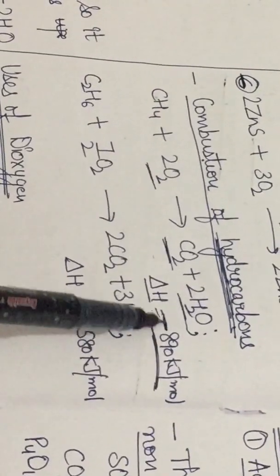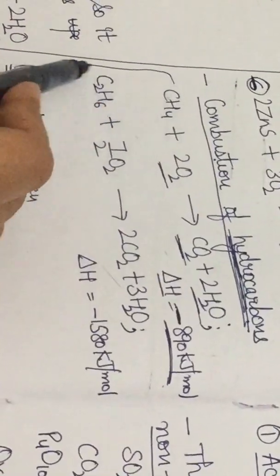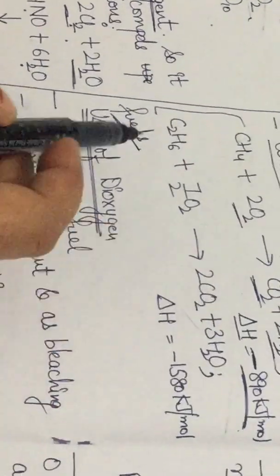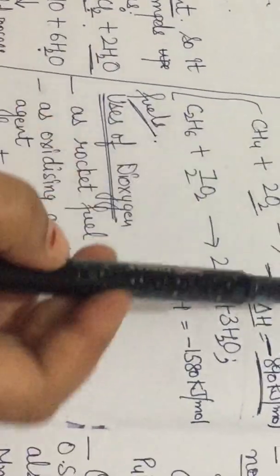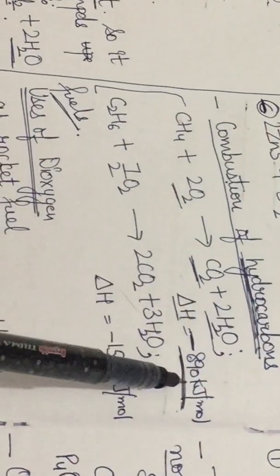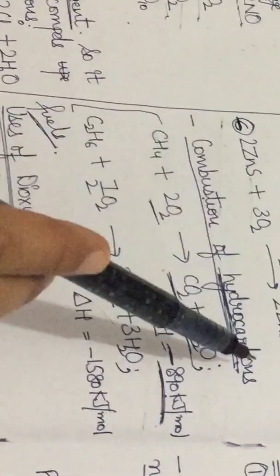The minus sign indicates that the reaction is exothermic. That is, these hydrocarbons can be used as fuels. What are fuels? These are the substances which are used as sources of energy. So for the combustion of hydrocarbons, energy is released, so hydrocarbons are used as fuels. So these were the different reactions of dioxygen.